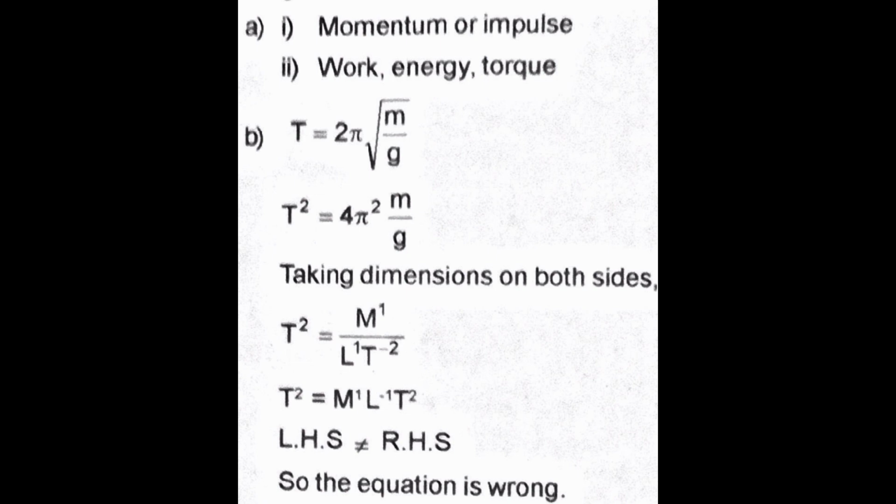So what can we conclude from this? Are you getting the same LHS and RHS? No, in LHS we have only T^2, but in RHS we have M L^-1 T^2, right? That means LHS is not equal to RHS. That means the equation is dimensionally wrong. Is it clear?